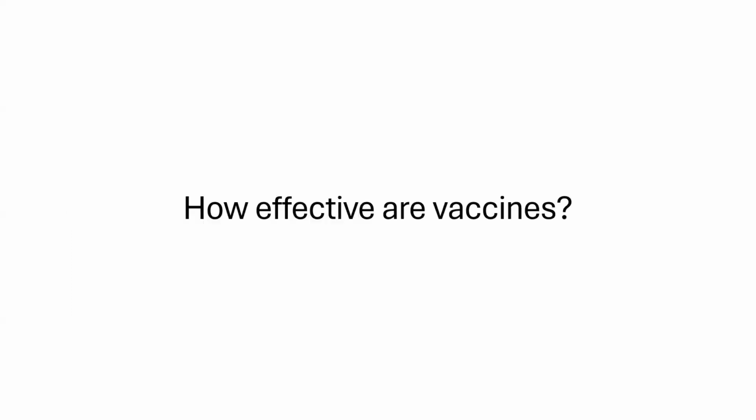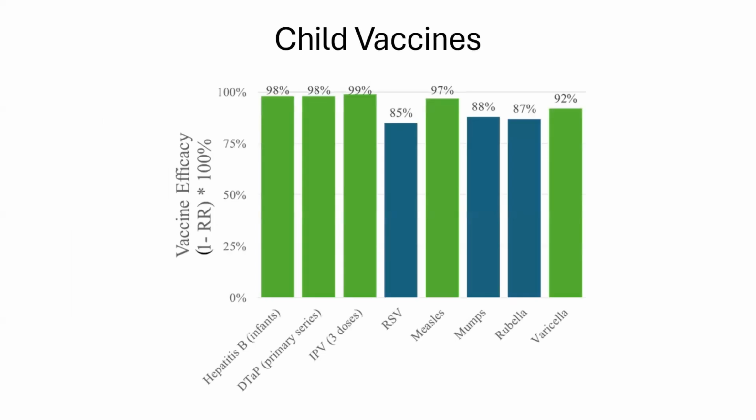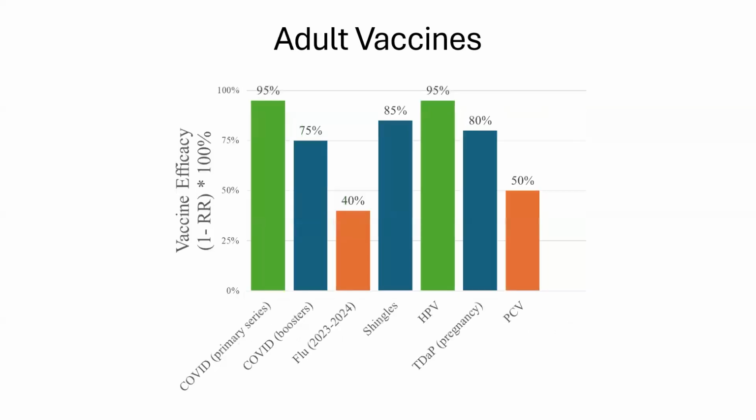So, how effective are vaccines? Well, for child vaccines, they are incredibly effective. All the vaccines that we give have more than 85% efficacy in preventing the actual infection of the virus or bacteria, and also can prevent hospitalization with severe cases. In particular, the polio vaccines are more than 99% effective and really help to eradicate most of the cases of polio. Adult vaccines are not quite as effective.